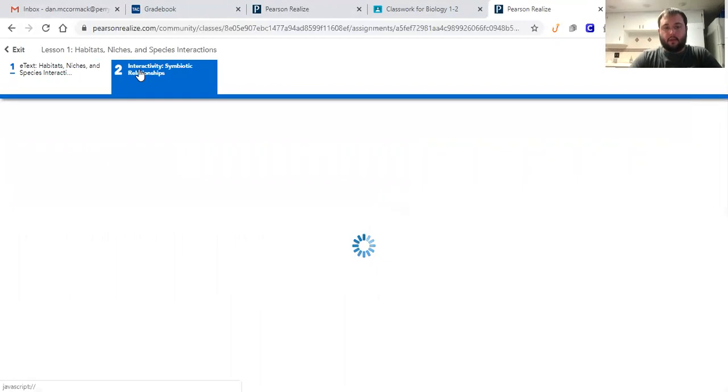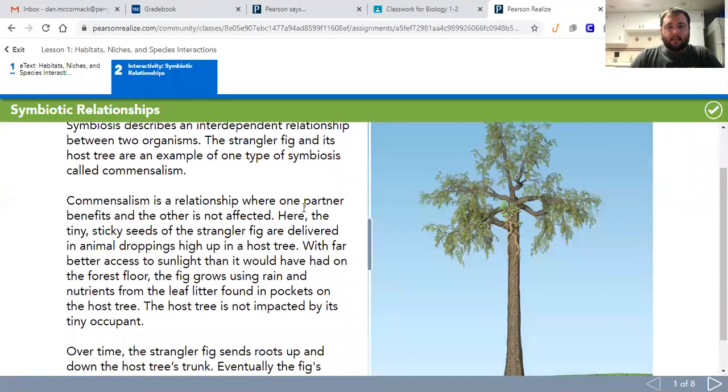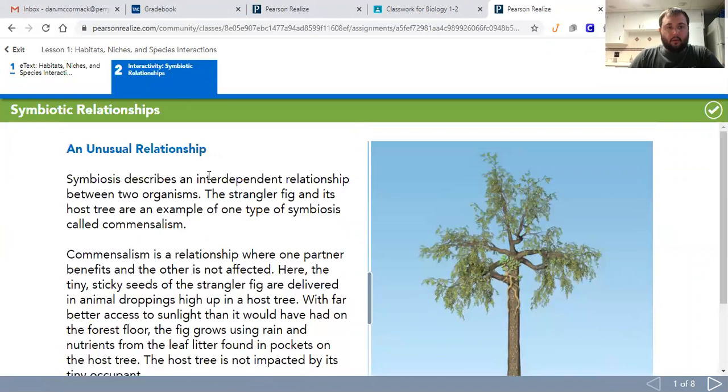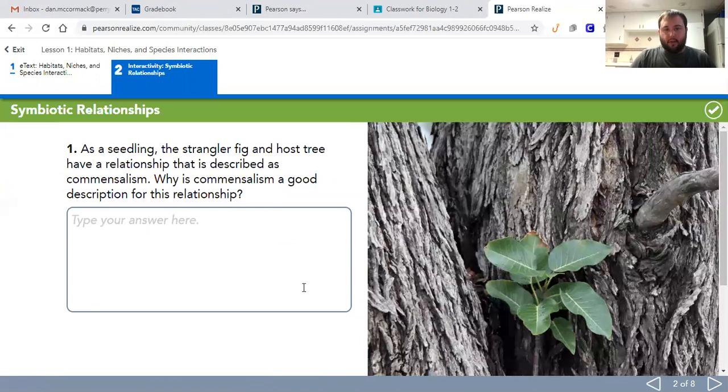The second part, if you click two at the top, is your interactivity over the symbiotic relationships that you looked at in the e-text. It's going to talk about, like we said, those relationships between different species. Again, make sure that you look at these sliders that could be on the pictures. That'll help you as you go through and answer some of these questions. Make sure that you answer all of these questions as you go through, okay? My goal for this is that it doesn't take you all that long. I hope that it's actually pretty simple.